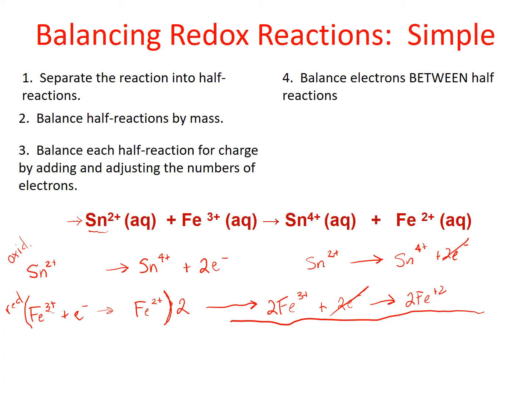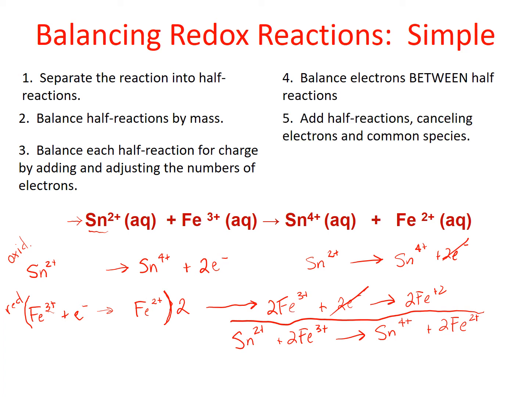And I'm going to bring down everything else that doesn't cancel. So that leaves me with tin 2+ plus 2 iron 3+. And on the product side, I've got tin 4+ plus 2 iron 2+. Okay. So that's my 5th step. You add your half reactions, canceling the electrons and the common species. Now, this should be my final balanced net redox equation.